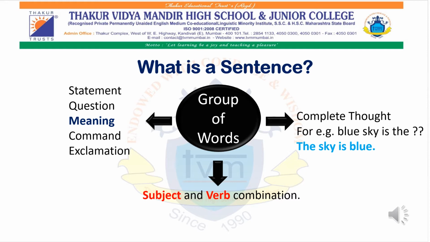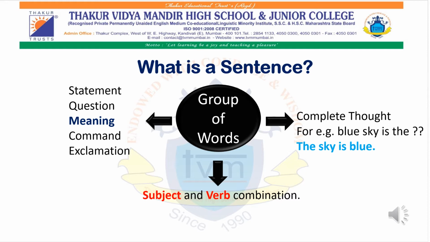Firstly, a sentence is a group of words which contains a complete thought. For example, "blue sky is the." This particular sentence doesn't make any sense at all. But what is the exact definition of a sentence? That a sentence makes a complete thought. And if you write the sentence as "the sky is blue," we know that the sky is blue in color, and therefore we see that in this particular sentence, it makes complete sense. So the first most important thing that we should see in a sentence is that a sentence should be complete. It should have a complete thought.